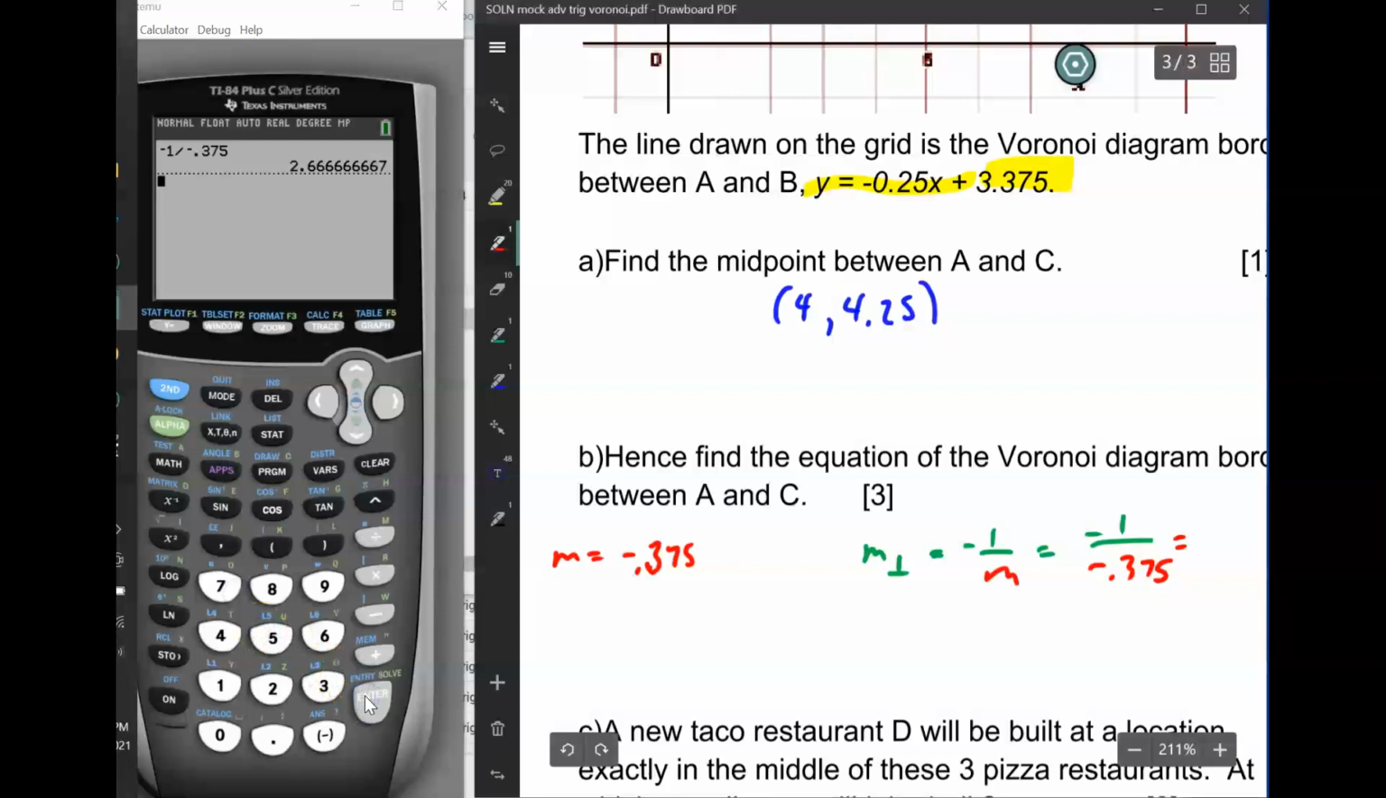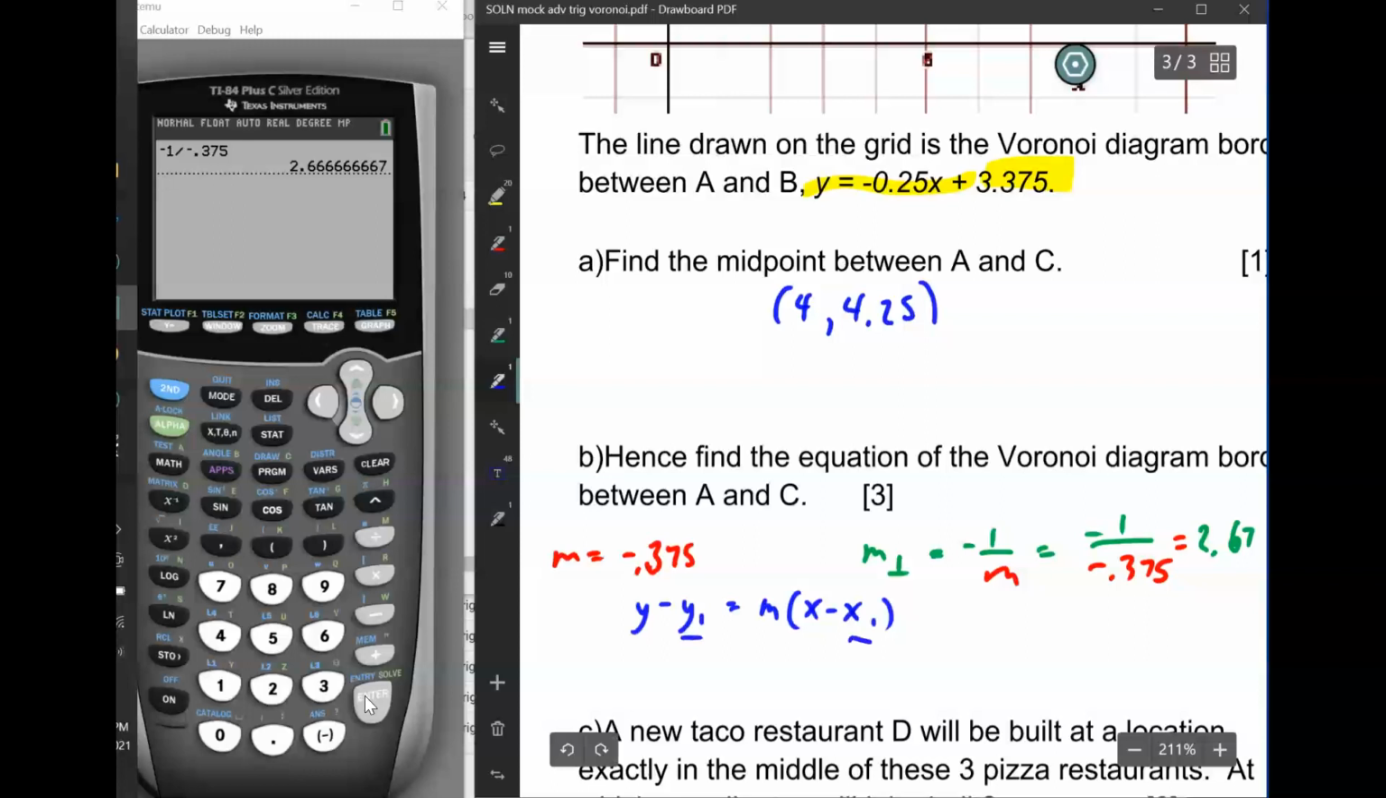2.67. What are we going to do with this green slope? We're going to put it into point slope form. Point slope form looks like this: y minus y1 equals the slope times x minus x1. You can copy this out of the formula booklet.